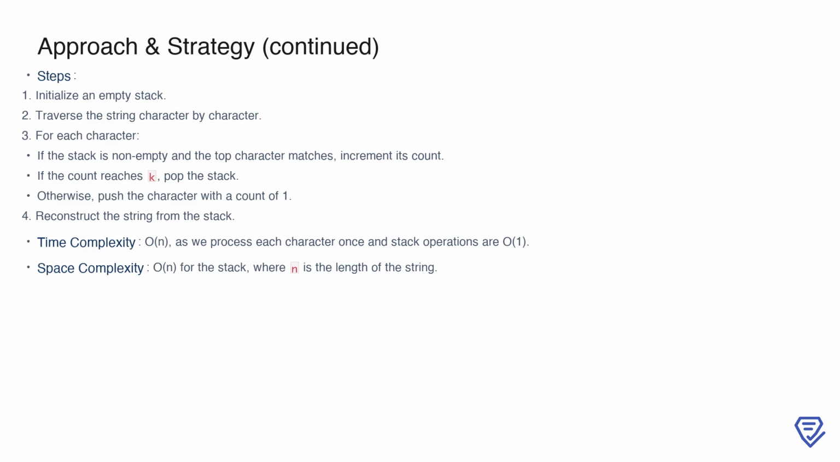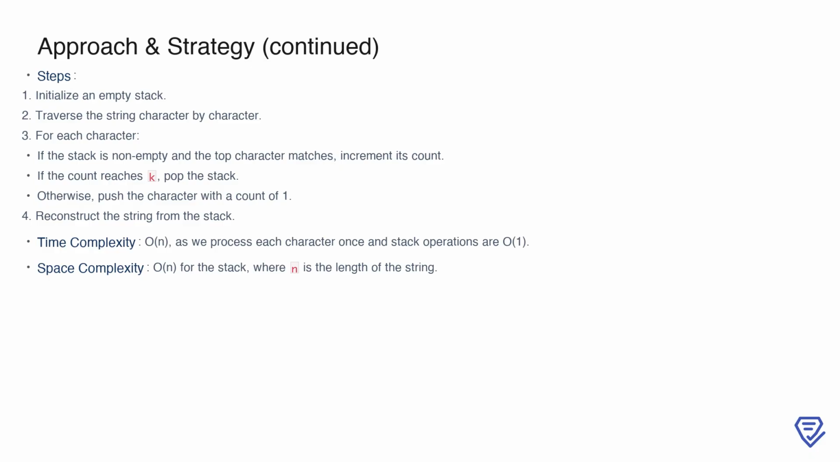If the count reaches k, we pop the stack, which effectively removes the group of adjacent duplicates. If the character doesn't match the top of the stack, or if the stack is empty, we push the character onto the stack with a count of 1. Once the traversal is complete, the remaining characters in the stack are used to reconstruct the final string.